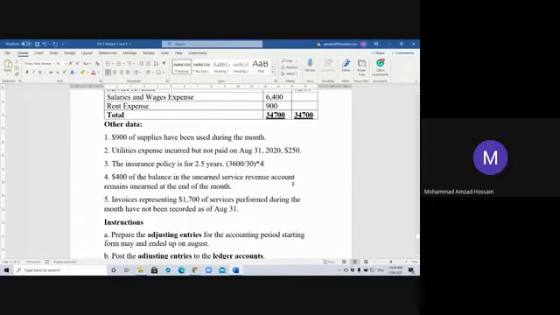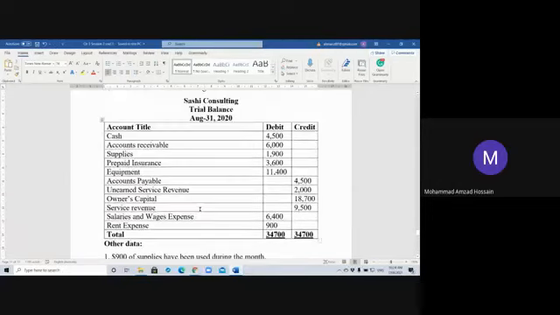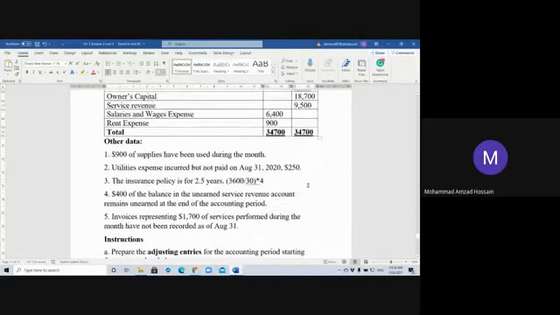400 of the balance in the unearned service revenue account remains unearned at the end of the accounting period. So what will be the amount? Our unearned service revenue was 2000, and 400 remains unearned, so the rest, 1600, has been earned. So what will be the journal then? Unearned service revenue debit 1600 and service revenue credit 1600. Okay, yes. Have you got it, student?